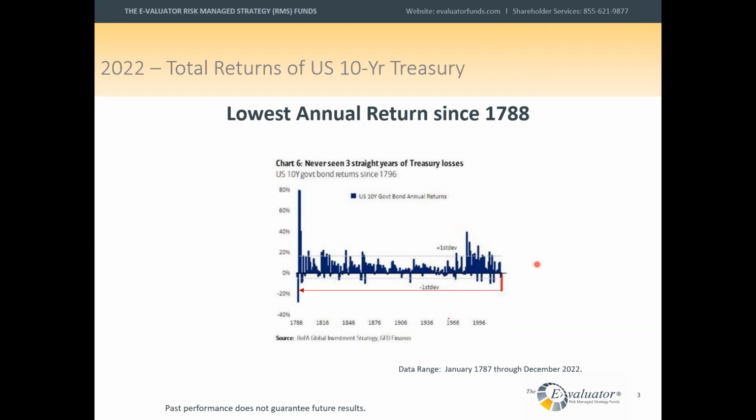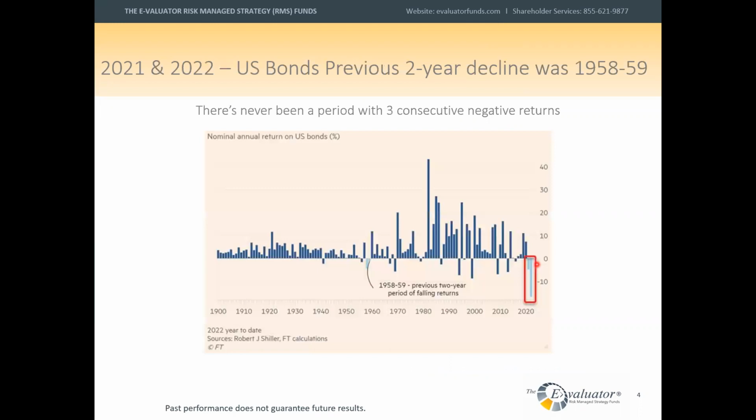And just to give you some perspective, to make sure I didn't mistype 1788, George Washington was the president back in 1788. So what we just lived through in the bond market last year is not a very frequent occurrence. So hopefully we've got good things to look forward to going into the future here.